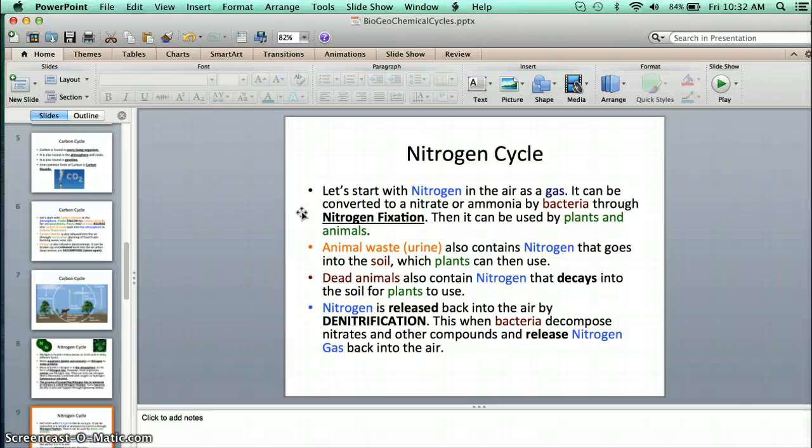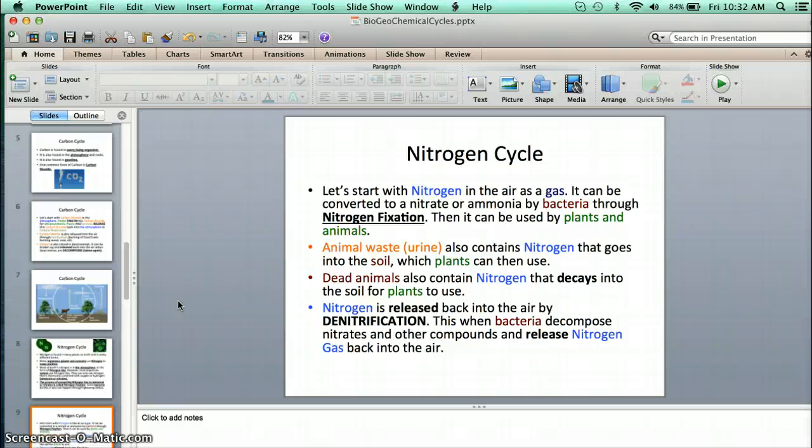Animal waste or urine also contains nitrogen that can go into the soil directly, and then plants can use that nitrogen as well from the soil. Dead animals in the soil also contain nitrogen, and when they decay, they release that nitrogen over time through decaying into the soil for plants to use as well.